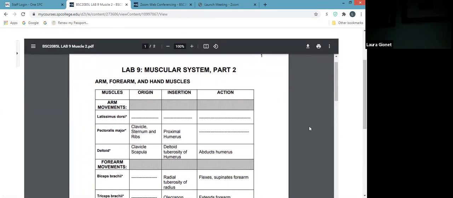So we started with the histology last week, and now we went from head and neck and torso muscles to the muscles of the arm, the forearm, the hand, and then the lower extremities, including the gluteal area.